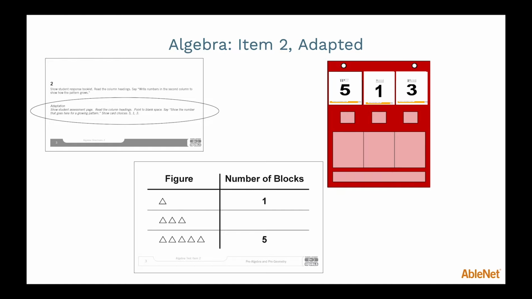I will then present my students with the pocket chart and show them the choices of 5, 1, and 3. If the student selects, points, eye gazes, whatever their mode of communication is, to the number 3, I can see that my student is demonstrating partial understanding of the concept of a growing pattern. I will mark a 1 on the student response booklet for correct, and then I will place a check mark in the A column, indicating that I asked the student the adapted version of the question. I will need this information later when I score the assessment.